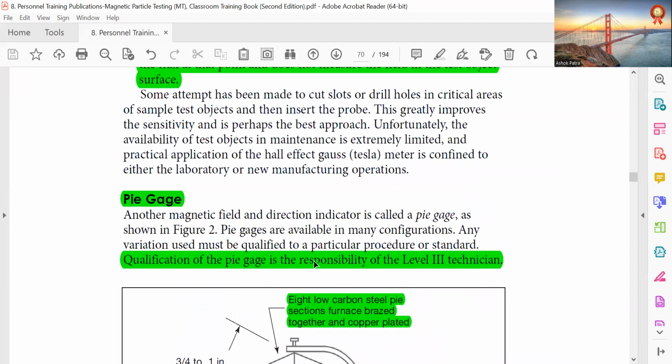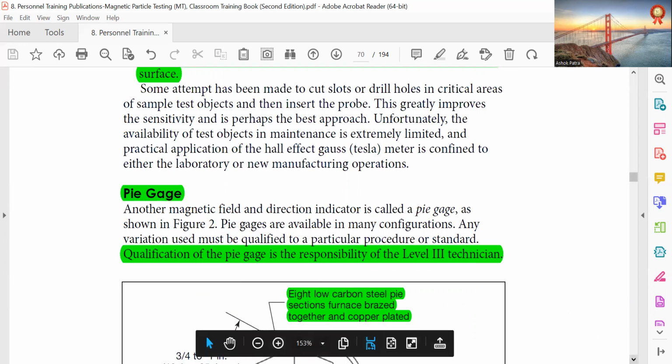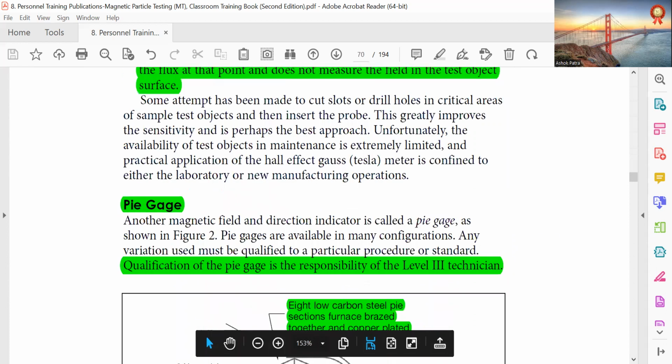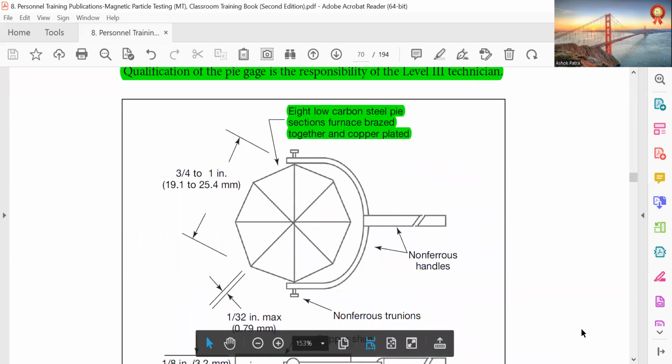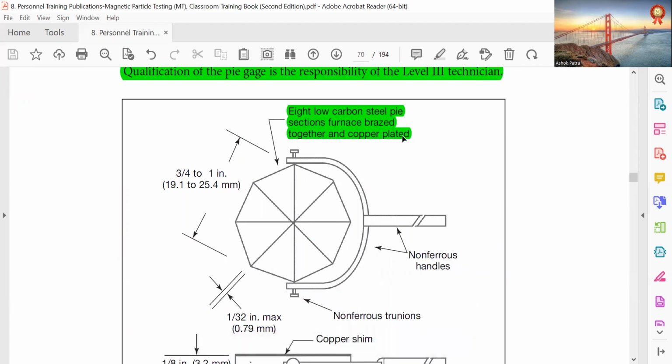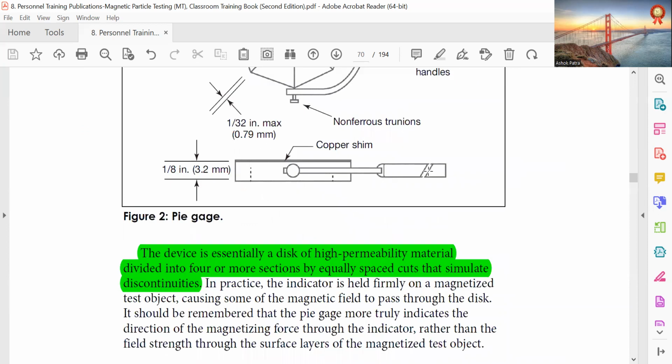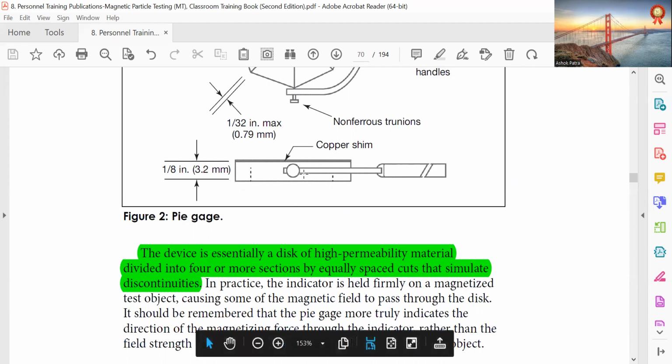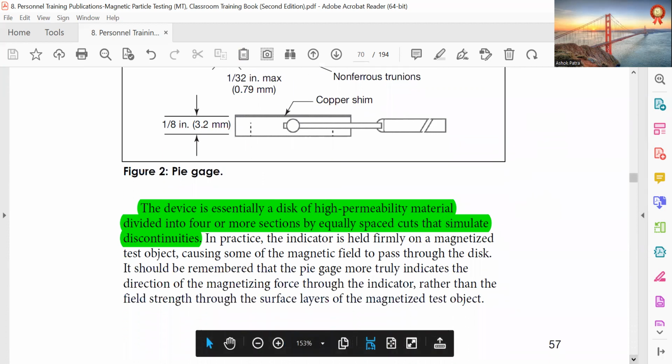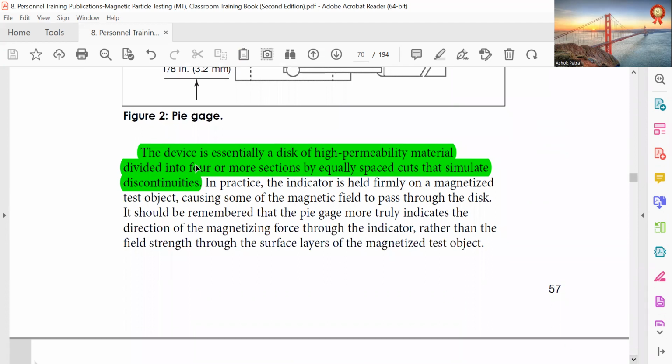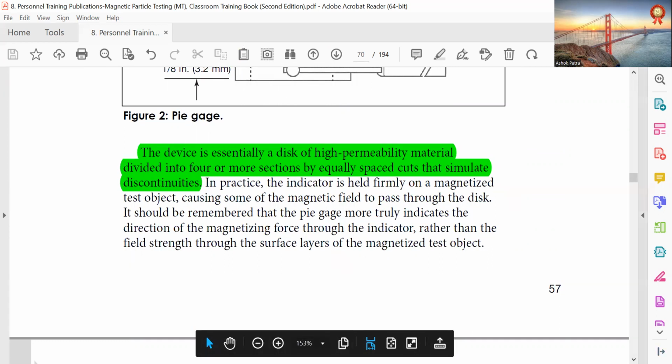Pie gauge. Qualification of the pie gauge is the responsibility of a level 3 technician. There are 8 low carbon steel pie sections furnace brazed together and copper plated. There are different sizes. You have to follow section 5. The device is essentially a disc of high permeability material divided into 4 or more sections, mainly 8, by equally spaced cuts that simulate discontinuities. So you can form indications when you put it in a magnetic field, and you have to find whether the field is there or not.